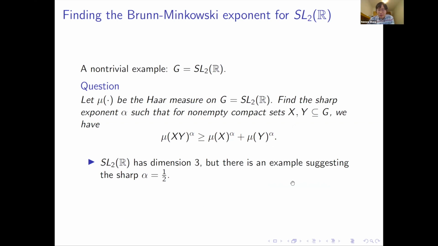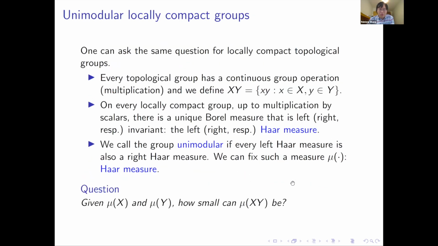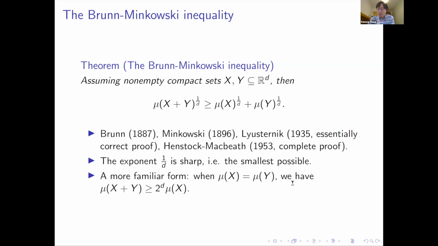One thing we are sure is that this alpha is going to be sharp, but this doesn't stop you from asking the question. If you're asking the original question, given mu of x and mu of y, how small can mu of xy be? In this question, you have to fix a mu. If you're allowed to rescale mu, then our theorem is sharp. But if you fix a mu, then mu of xy to the 1 over d might not be equal to mu of x to the 1 over d plus mu of y to the 1 over d. I think that's another very interesting question to study, but also qualitatively a little bit different from what we're studying here.